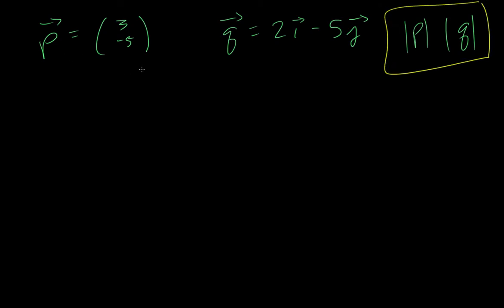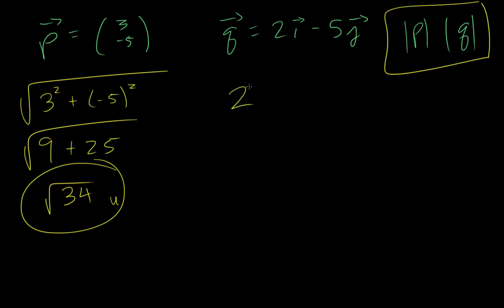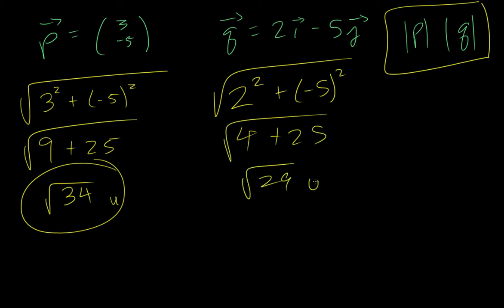Okay, so all we need to do is say 3 squared plus negative 5 squared, square root. So that's 9 plus 25. We add those together, we get 34. And so the square root of 34 units. Okay, over here, we're just going to take 2 squared plus negative 5 squared, square root. We get 4 plus 25, which is 29 units. Okay, that's all there is to it.